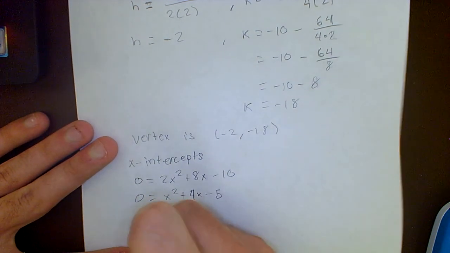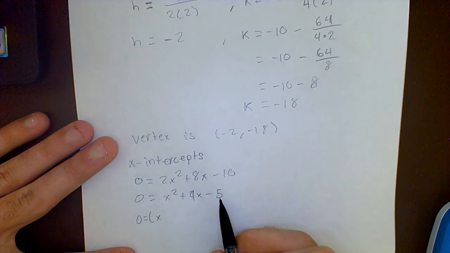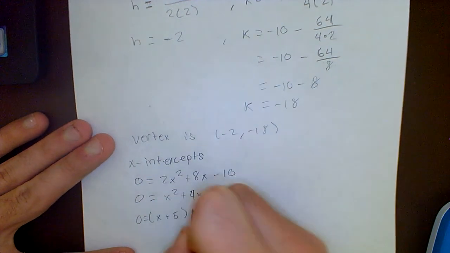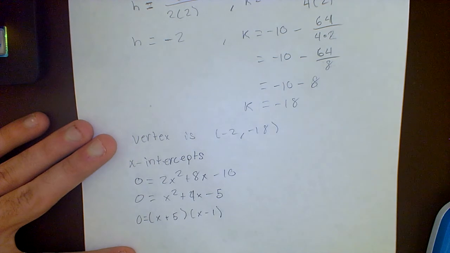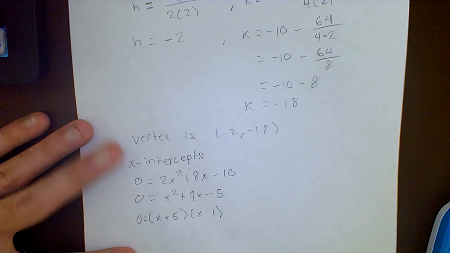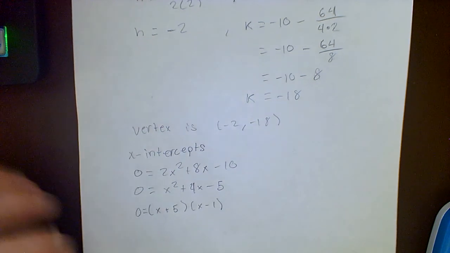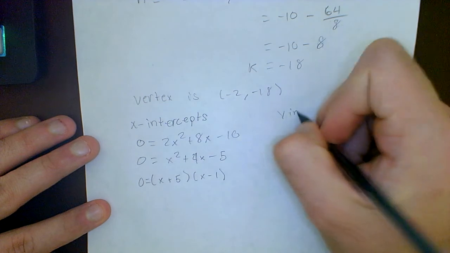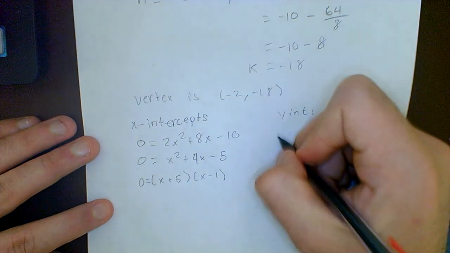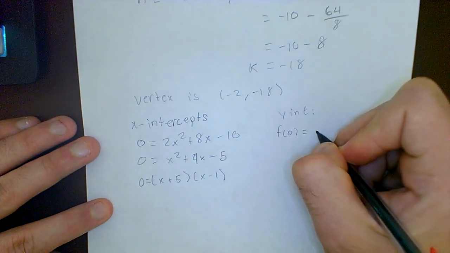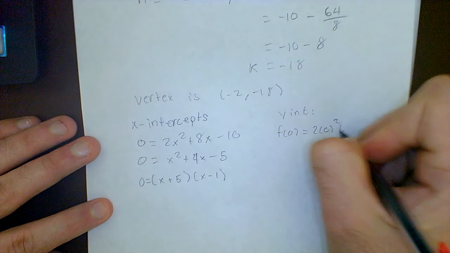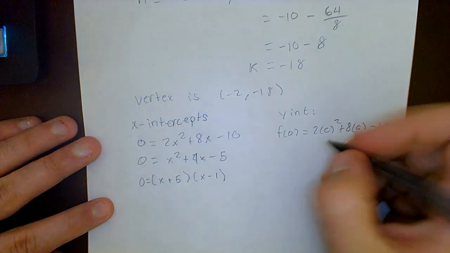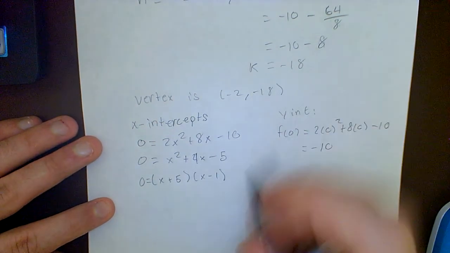And now this is factorable. We need two numbers that multiply to negative 5 and add up to positive 4. So I would do x plus 5 and x minus 1. Now, the y-intercept, remember, is when we just do f of 0. So this is equal to 2 times 0 squared plus 8 times 0 minus 10, which is equal to minus 10.